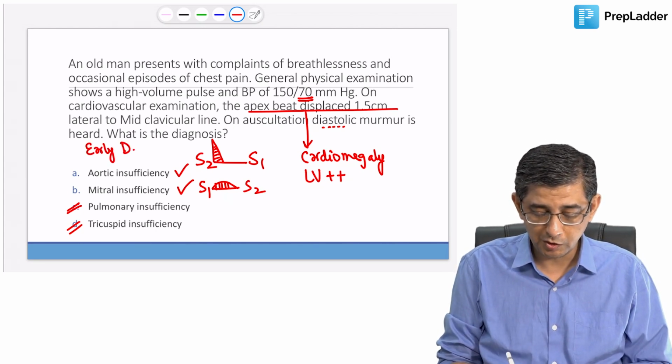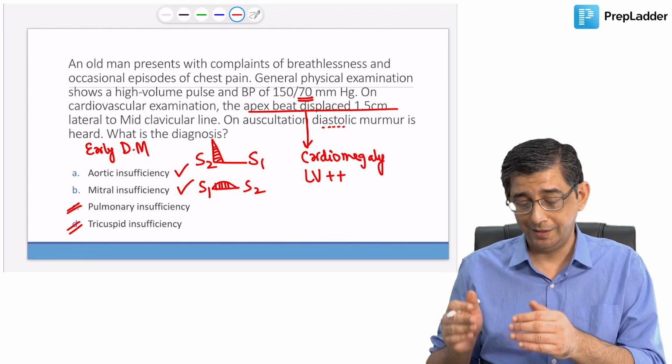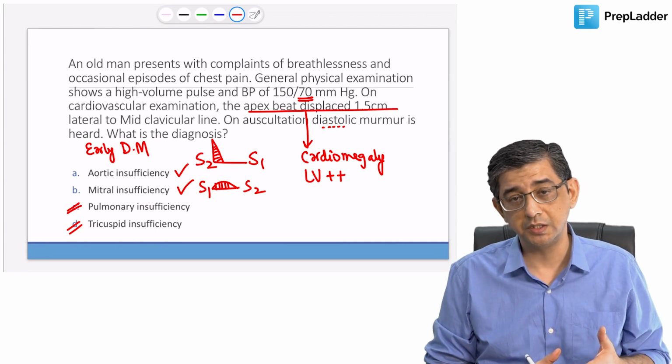In the exam, he spared the hassle. He did not even ask you whether it's early versus mid versus late. It is rather simply the statement that a diastolic murmur is going to be seen with aortic regurgitation.